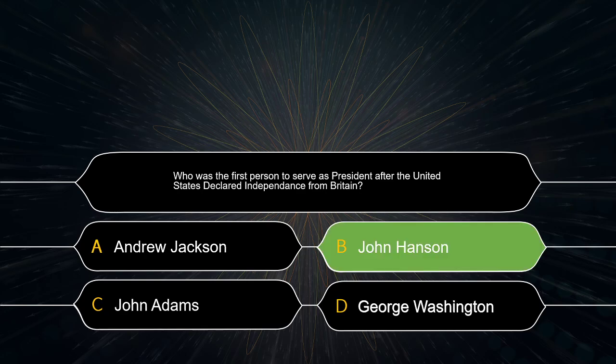John Hanson. And I can promise you that almost every American citizen got that wrong. So if you're outside the U.S., you had a 1 in 4 chance. And for those inside the U.S., you probably picked D.